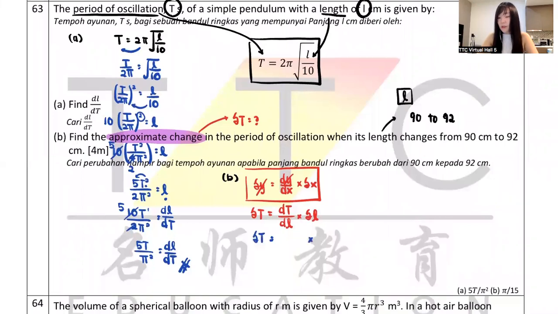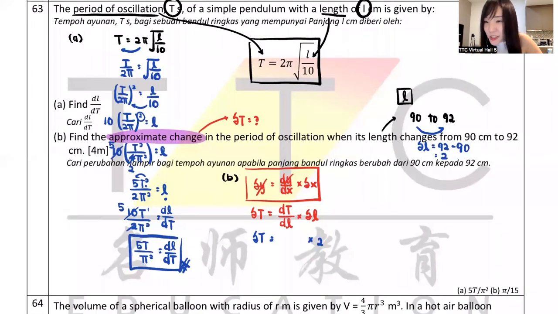Okay, I put delta L first, okay? So my L changed from 90 become 92. My delta L is 92 minus 90. Do you guys getting 2 there? Correct? Next, I need dt dl. How do I get dt dl? You want to differentiate the t, I didn't stop you, or you straight away using the dl dt, which I think is quite easy. Okay? But this question a bit different.